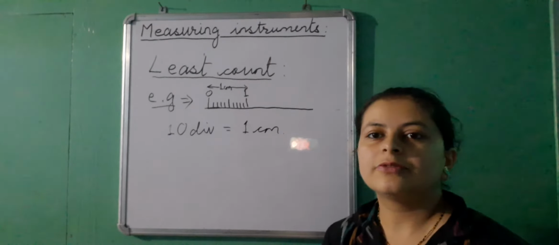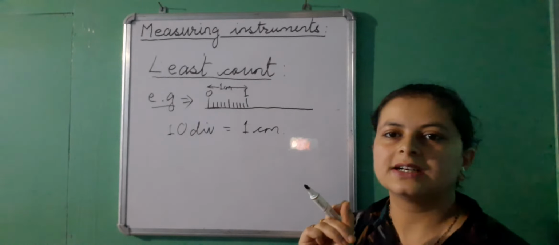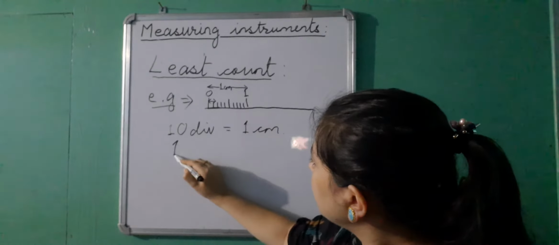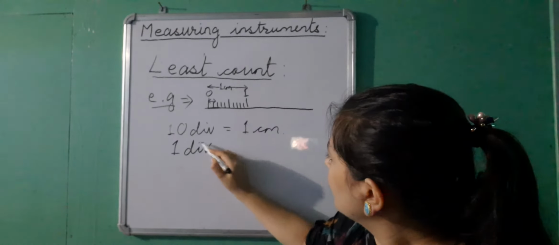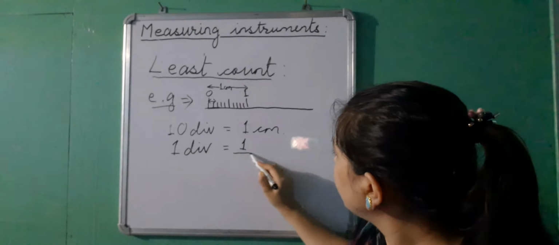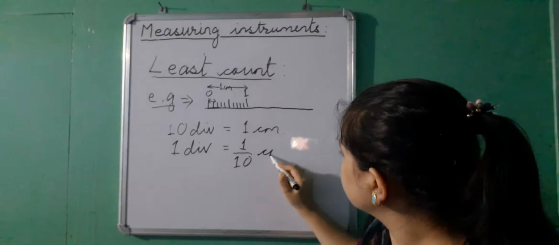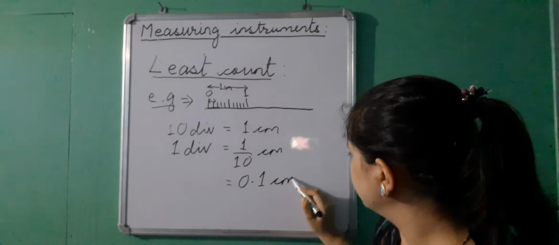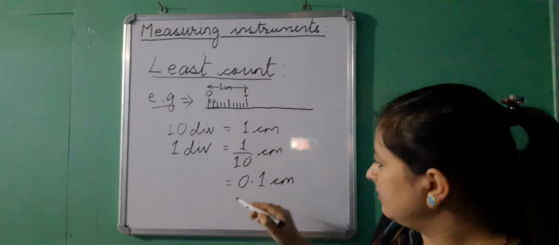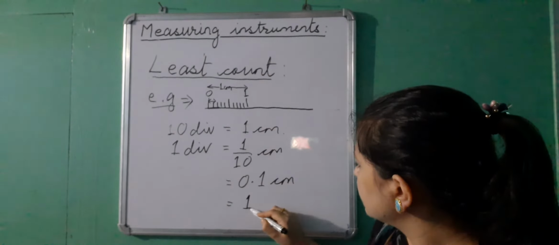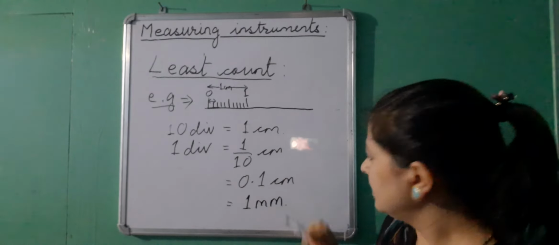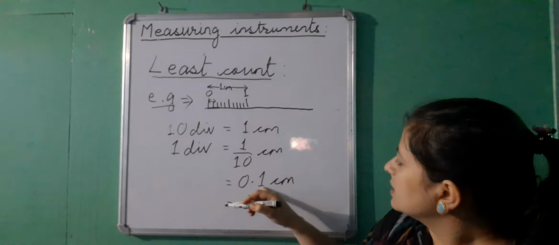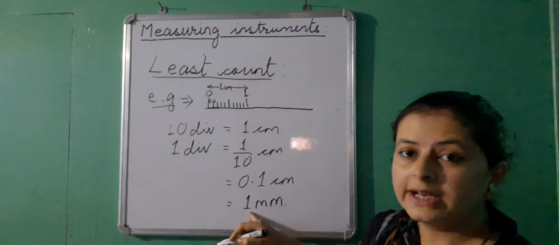But least count means the value of the smallest division that occurs in an instrument. So the smallest division is this one division. Therefore, if I take unitary method here, one division is going to be 1 by 10 centimeter, which is equal to 0.1 centimeter. If you talk about this value in millimeter, if you want to convert this, this is equal to 1 millimeter. So the least count of a meter scale is equal to 0.1 centimeter or 1 millimeter.